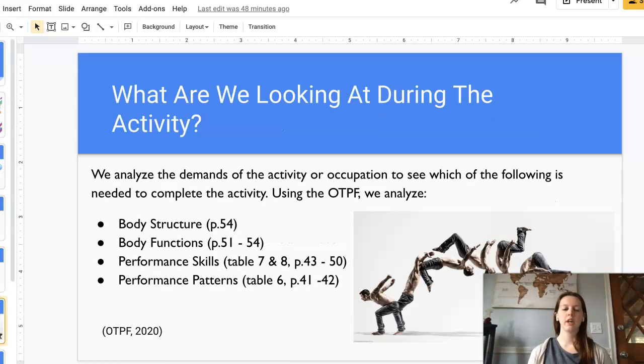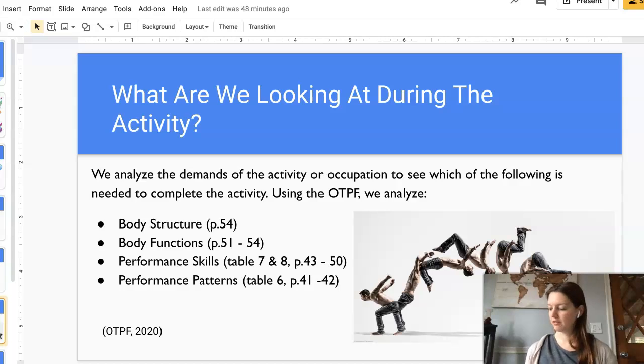So what are we looking at during the activity analysis? The activity analysis analyzes the demands of the activity, I talked about, a couple slides back, or occupation. I hope you guys all have a good understanding of activity versus occupation. If you do not, that's something you need to know for, of course, this class, but also just occupational therapy in general, to see which of the following are needed to complete the activity.